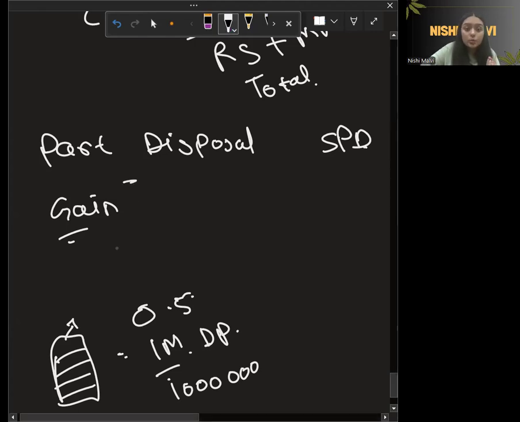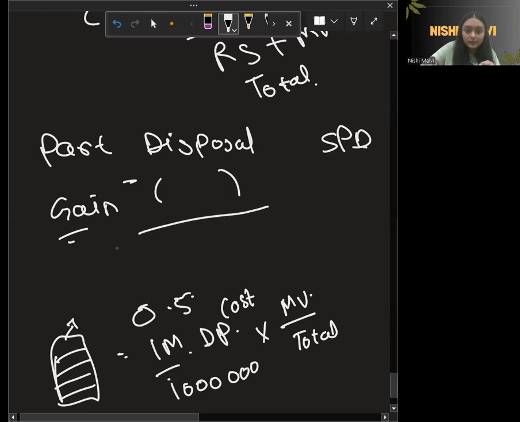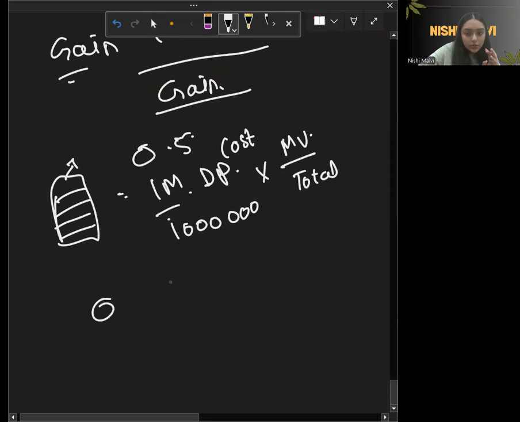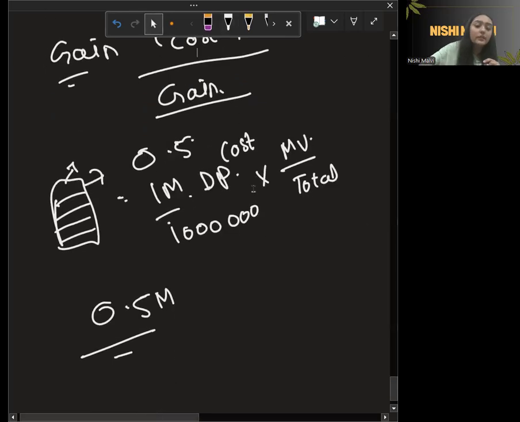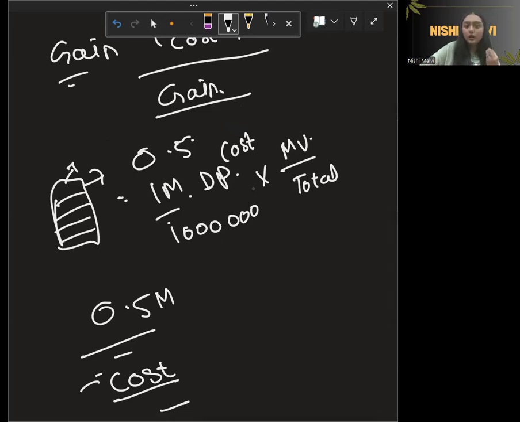How can I get the cost? I'll prorate it. How will you prorate it? The same way: the market value of the home which you sold, divided by the total market value, multiplied by the total cost, because this will give you the proportionate cost. So you will get this cost here, and this will be your gain. My total cost was 0.5 million. Out of that, one home is gone, so my cost should also be gone. I'll deduct this cost from my 0.5 million, and I'll get the cost of the remaining 4 houses. This is the process of part disposal.